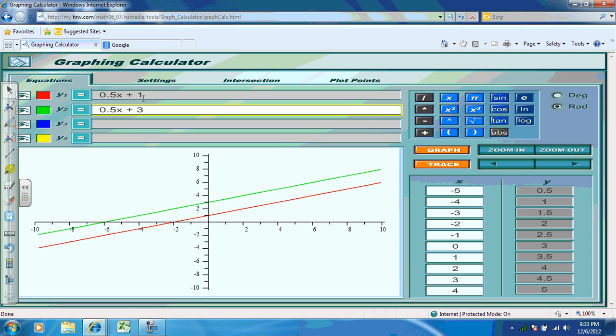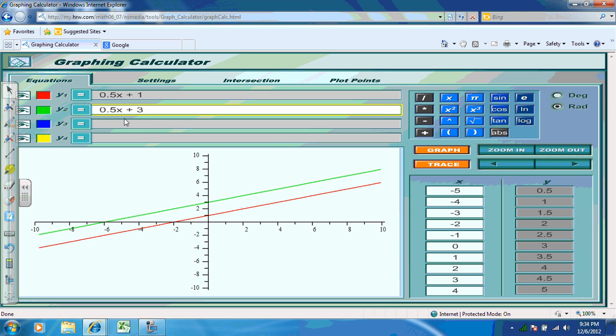So the idea of y-intercept is this number here where the line crosses the y-axis. For the red line, if b equals 1, you can see that it crosses at y equals 1. For the second line, the y equals 3, and it crosses at (0, 3).